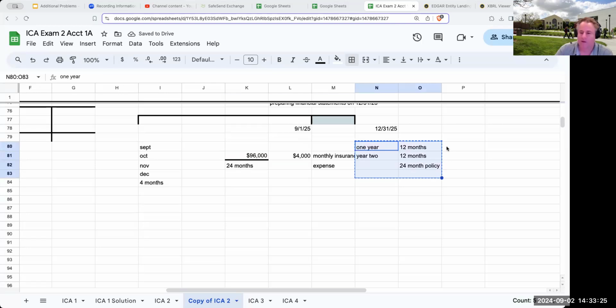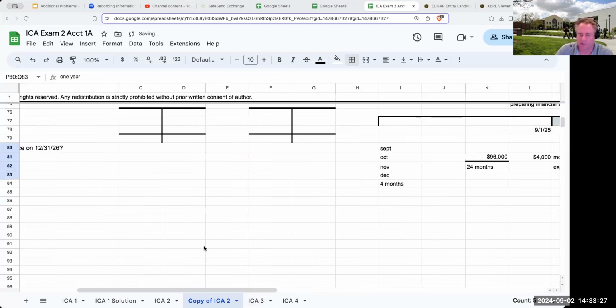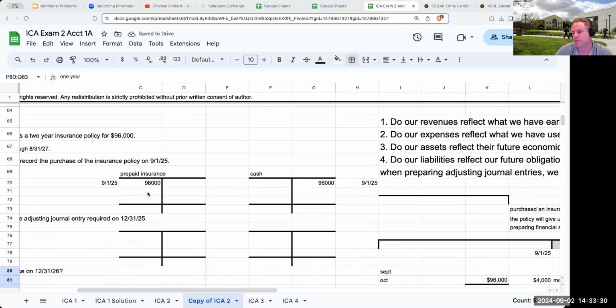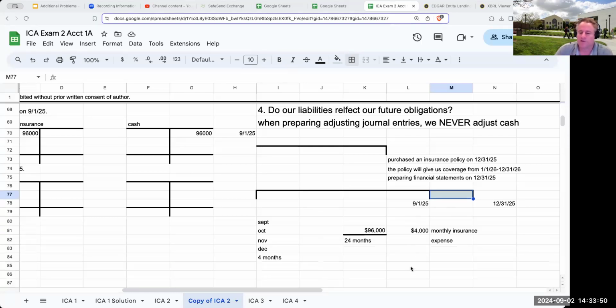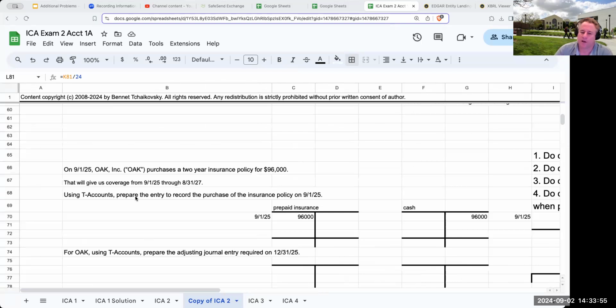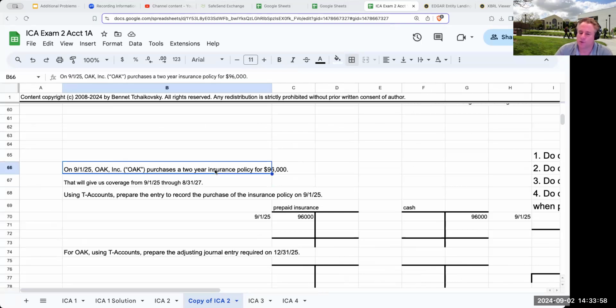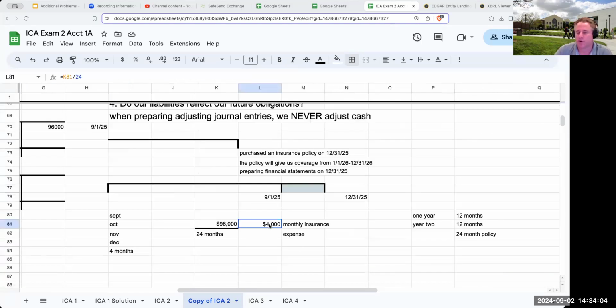Okay, so the first thing I need to figure out: I buy the policy. This is no different than what we were doing before, but now it's funky because I'm not buying it at the end of the year. I'm buying it before the end of the year. I've used this policy for September, October, November, December, so I've used it for 4 months. So what is my monthly rate on the policy? Well, this policy covers us for 2 years. 2 years is 24 months, or 4,000 per month.